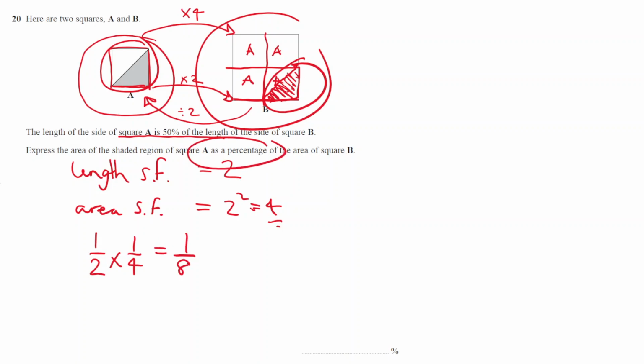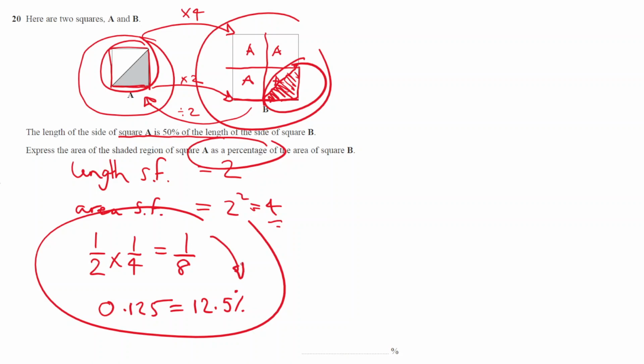So all we need to do now is convert the fraction 1/8 into a percentage. 1/8 is a half of a quarter, well, a quarter is 0.25, so a half of 0.25 would be 0.125, and 0.125 as a decimal is equal to 12.5%. There are lots of different ways you can do that conversion, but ultimately you'll get the same answer of 12.5%.